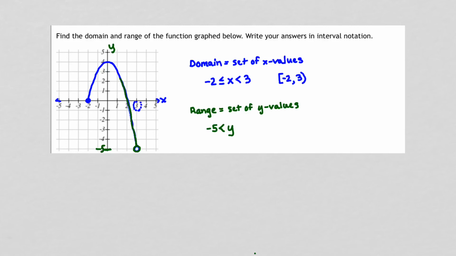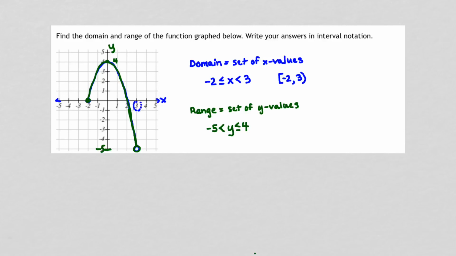If we see the graph, we see it goes all the way up to 4, comes back down again. But what's important is how high it goes, so it goes all the way up to 4. The highest place it goes is 4. Now notice this curve is a continuous curve. That 4 is included, so we put a less than or equal to corresponding to that 4.